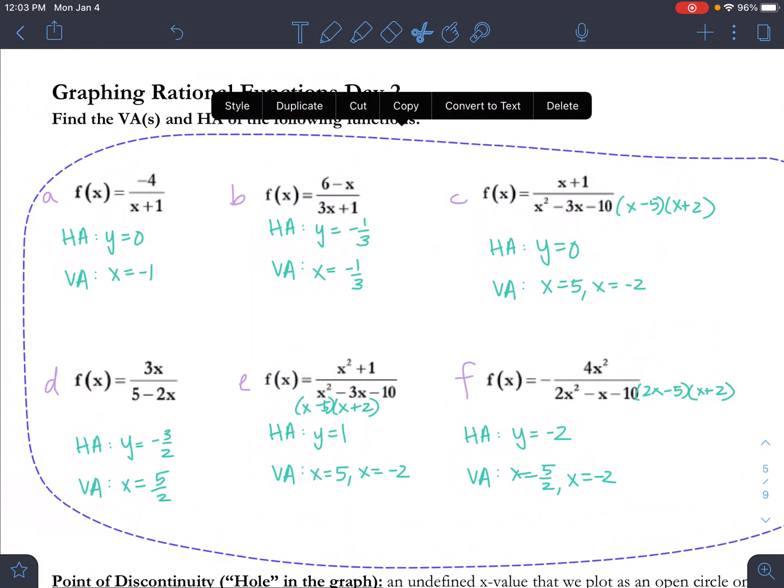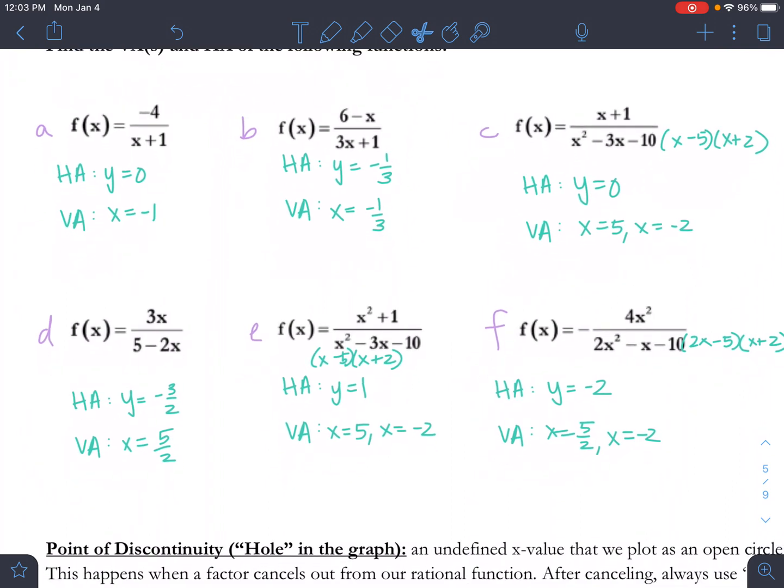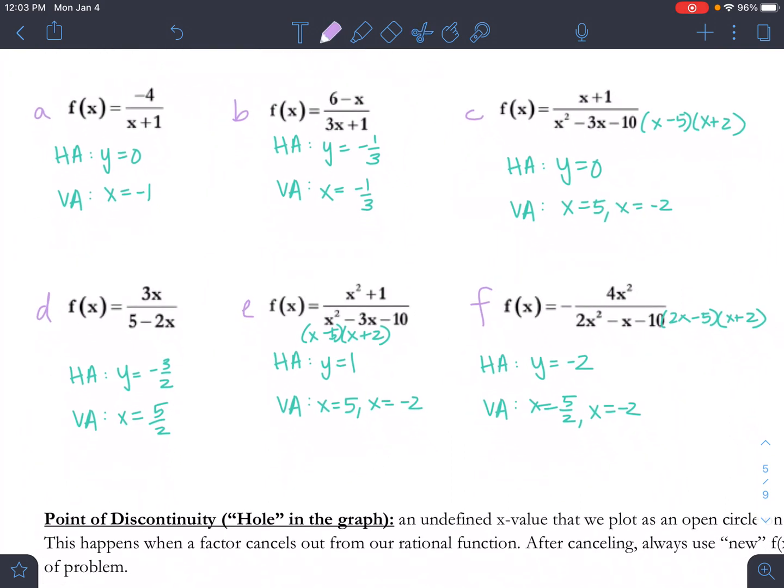Okay, and just want to go through these quickly. Again, this should be a review. So reminder, if the bottom degree is bigger, okay, then we have y equals 0. That was this case and this case. X squared is bigger, so this is y equals 0.